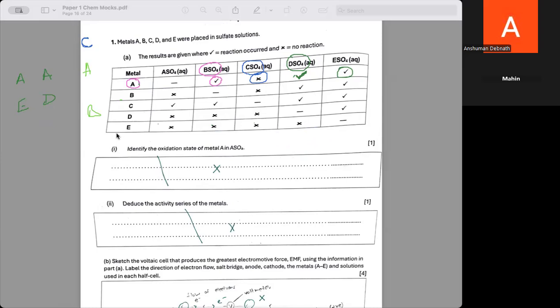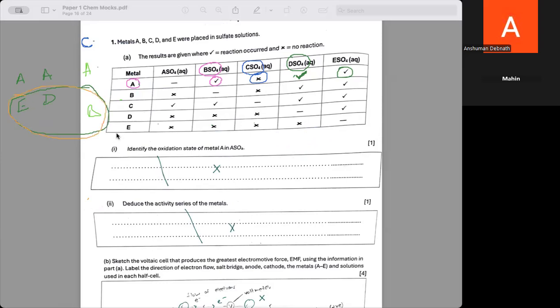We have to now compare these, right? This series. We have already got that C is above A. We know this. Now you have to compare these; this status was unknown, right? So now go to E.